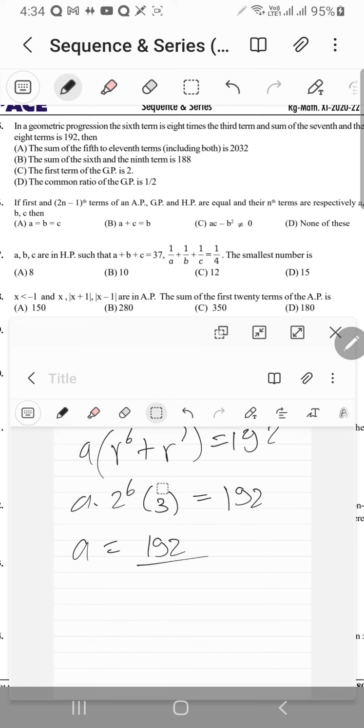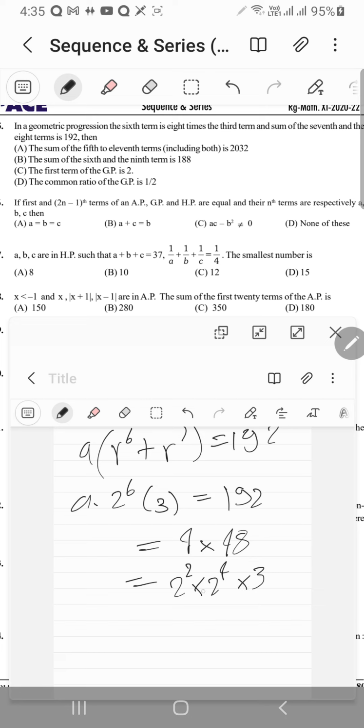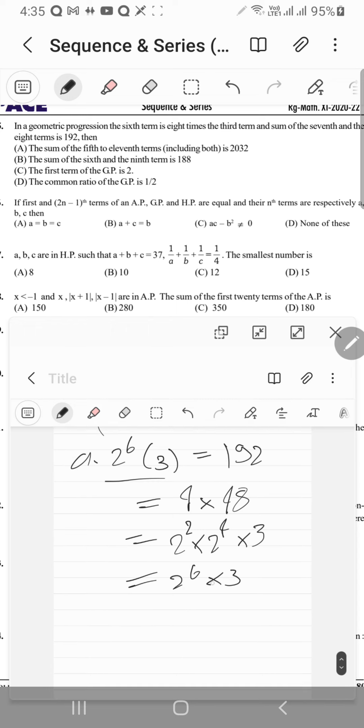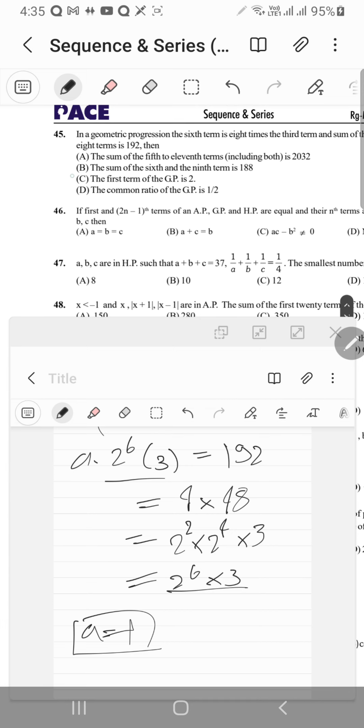Well, is 192 something? Factorize this thing. This is a multiple of 16, so 16 times 3, and 16 is 2 power 4, and that times 3 is going to be 2 power 6 times 3. Cool. Wait, that's exactly this thing. That means a is 1. Then this is wrong.